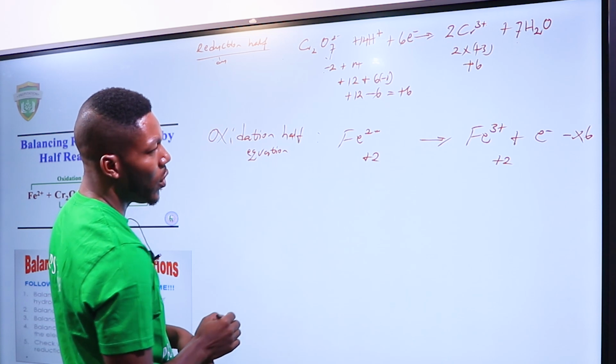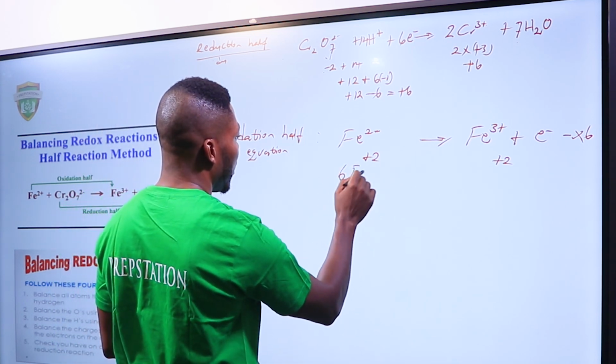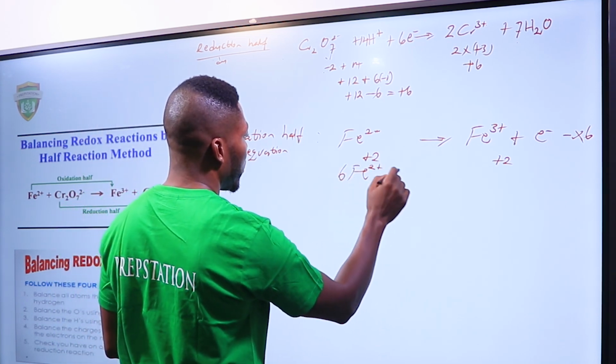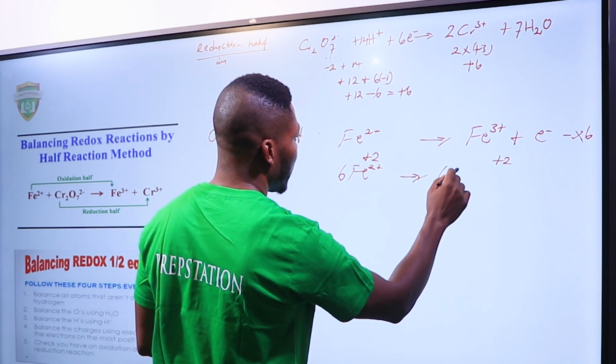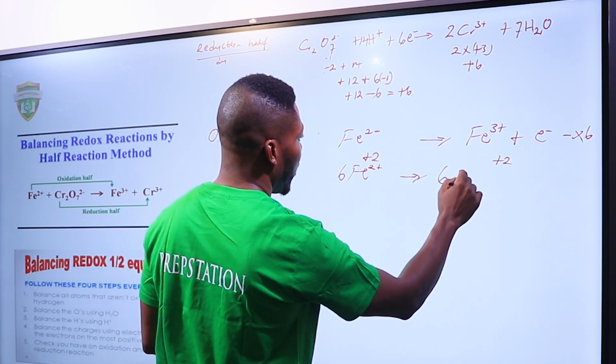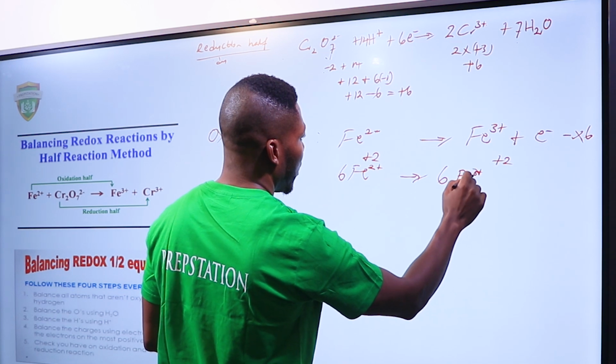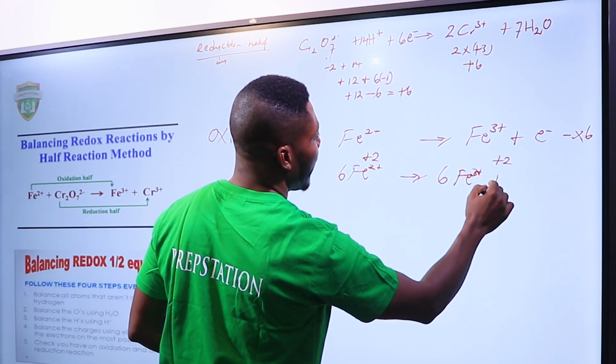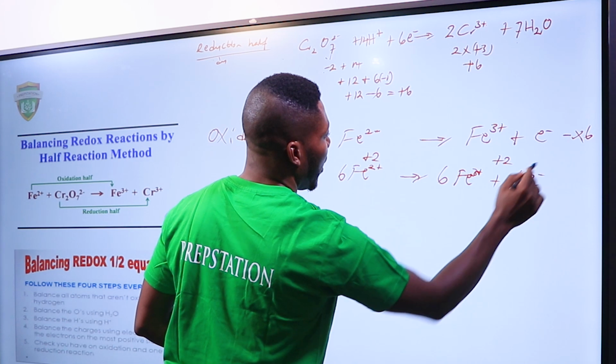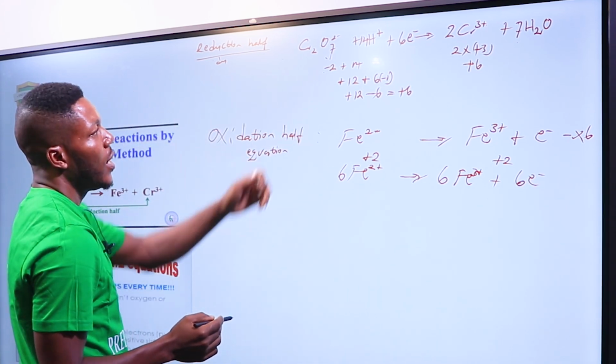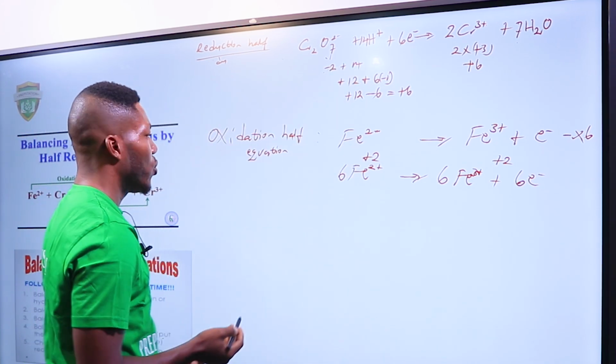Okay? If that is done, that will give me what? 6 Fe 2 plus, that will give me what? 6 Fe 3 plus. Alright, then 6 times E gives me what? 6 E electron. At this point, I have the same number of electrons. So that takes me to what?